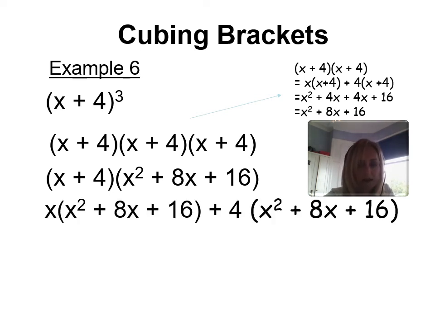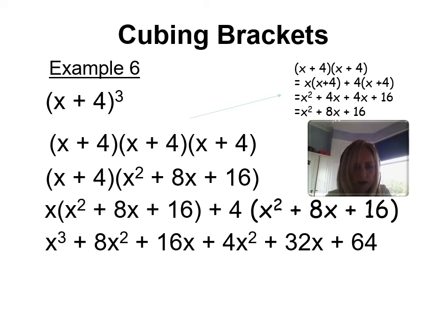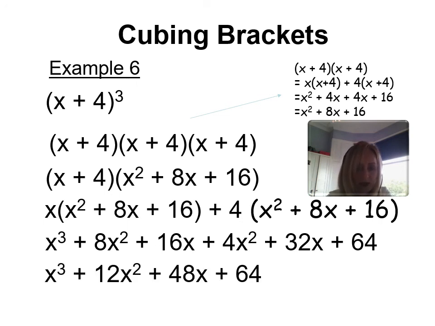So again, we're going to split that first bracket and multiply by the second bracket. So we get x times x squared plus 8x plus 16, plus 4 times x squared plus 8x plus 16. And we multiply all those out, the first three terms by x, so x cubed plus 8x squared plus 16x, and then our plus 4 times x squared is plus 4x squared plus 32x plus 64. And we're going to then gather those terms together. So the x cubed term stays as it is. 8x squared plus 4x squared is 12x squared. And 16x plus 32x is plus 48x, and then we've still got our plus 64 on the end.